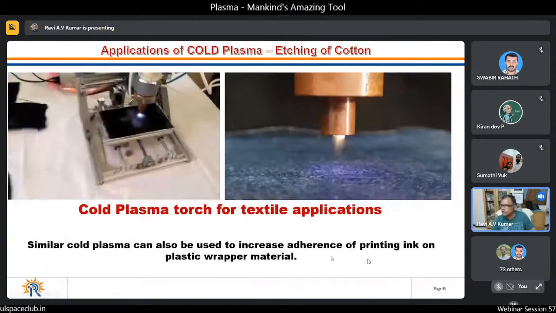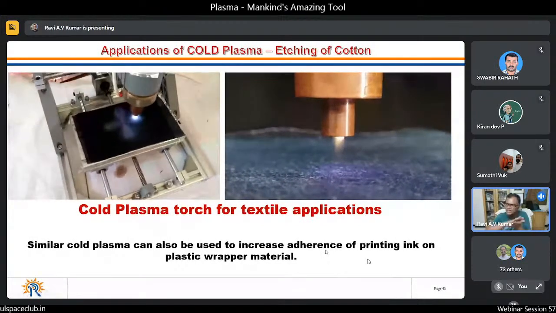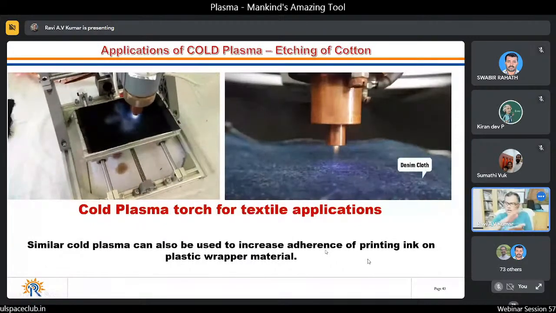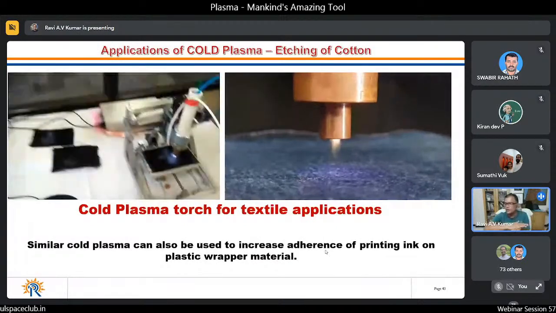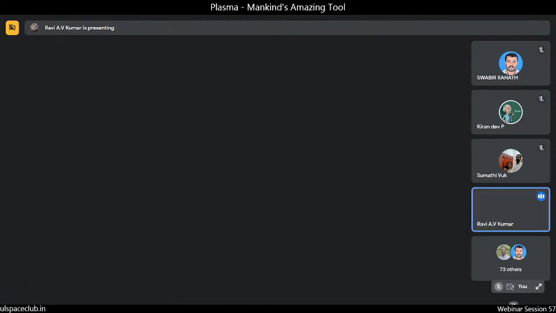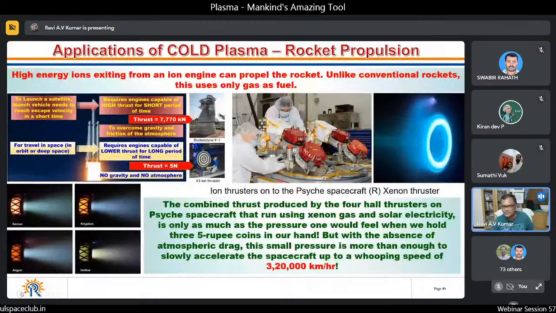This can also be used for plastic material where plastic and ink don't adhere well. So if you treat the plastic with plasma, the ink gets stuck to it much better. There is less wastage. I don't recommend using plastic, but we're not there yet.